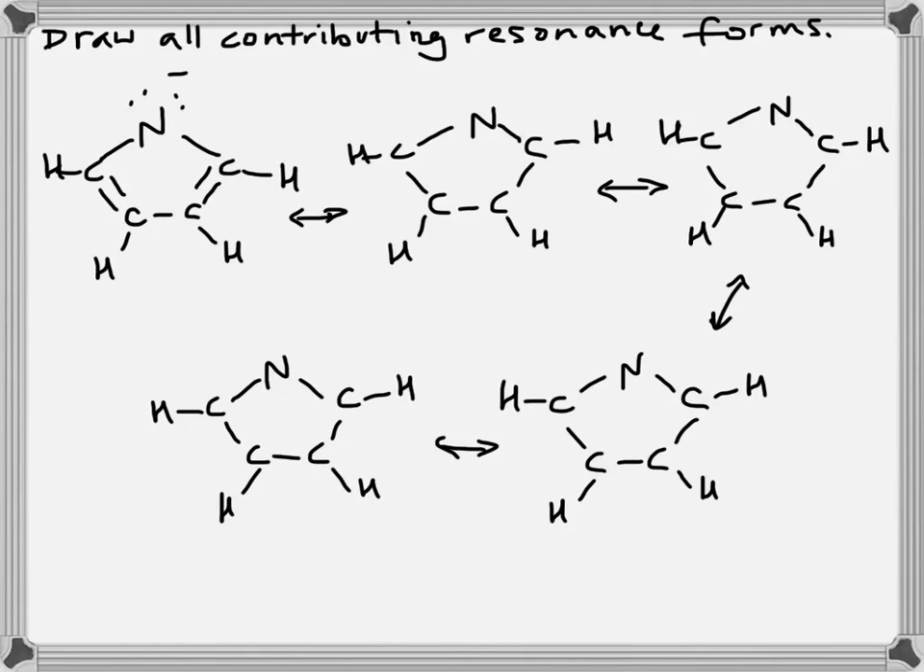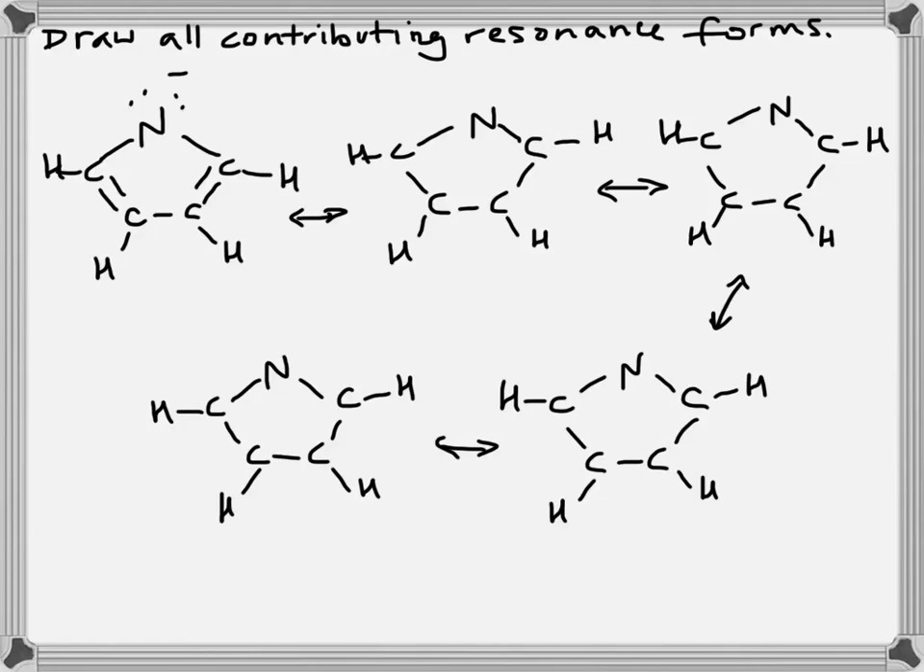This problem is asking us to draw all the contributing resonance forms, starting with this first one. And right away I see that I have an allylic lone pair, meaning a lone pair that's next to a pi bond. And I can actually start with the lone pair on the nitrogen and either go to the left or to the right, whichever one I see. But I'm going to start by going to the right.